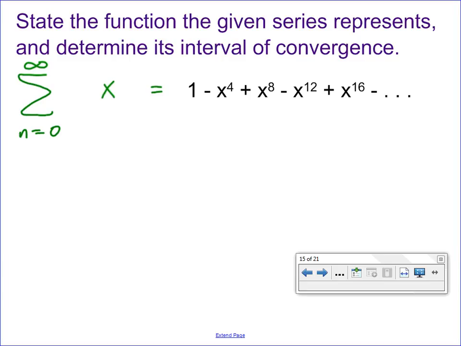So 0, 1, 2, 3, 4. So what must my exponent be here? 4n. Beautiful. And that handles my power part entirely. But what am I still missing?